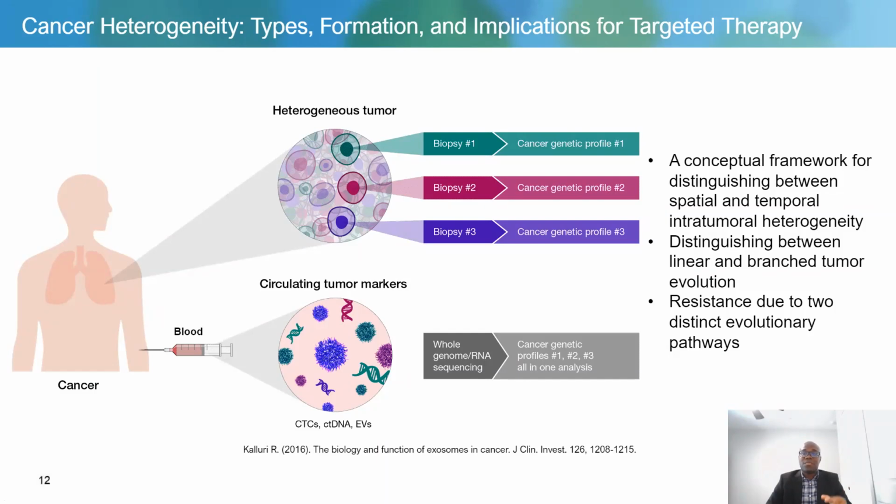Analysis of CTCs and ctDNAs from the patient's blood can potentially overcome this limitation and offer precise genetic information reflecting the status of all the cancer cells in the tumor, in order to account for tumor heterogeneity. So looking at the figure before us, a zoomed-in view shows cells of different colors within a heterogeneous tumor. Three biopsies are taken from different areas within the same tumor, and each biopsy reveals a distinct cancer genetic profile. Now, when we draw blood, on the other hand, the blood sample contains circulating tumor markers: CTCs, ctDNA, and extracellular vesicles. Whole genome or RNA sequencing can be performed on these markers, and the result is a comprehensive analysis of all cancer genetic profiles. The image emphasizes the importance of understanding cancer at a molecular level by examining both tumor tissue and blood sample.